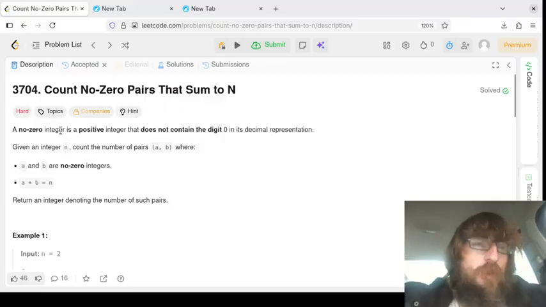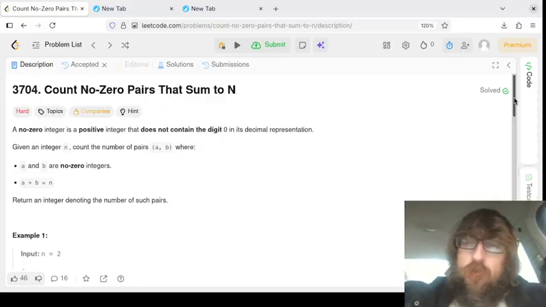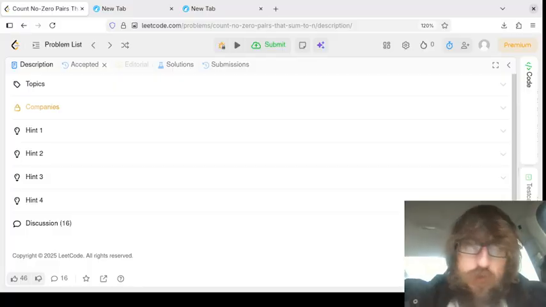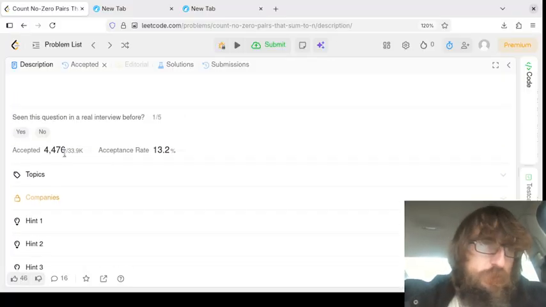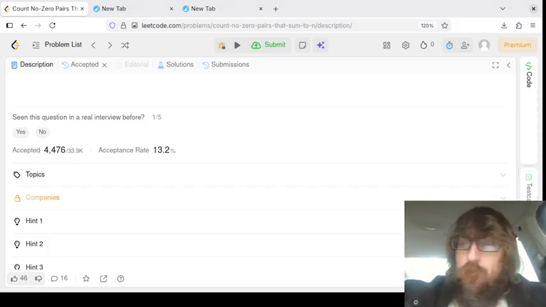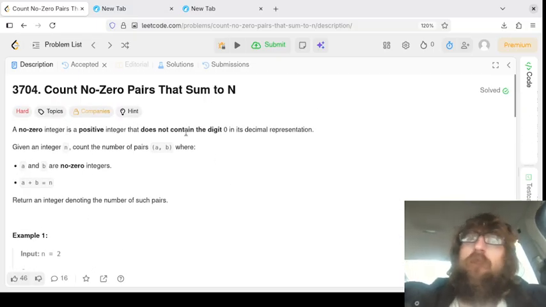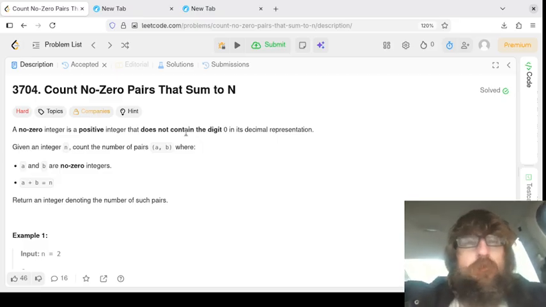So, a no zero integer, it's a hard question. This is one of the harder of the hard questions. It has a pretty low acceptance rate, less than 14%, and around 34,000 submissions. Only about 4,500 were actually accepted. So, pretty tough question. Pretty tough.